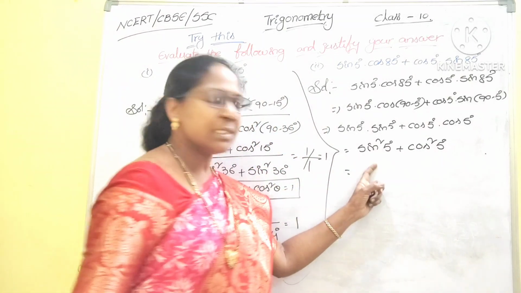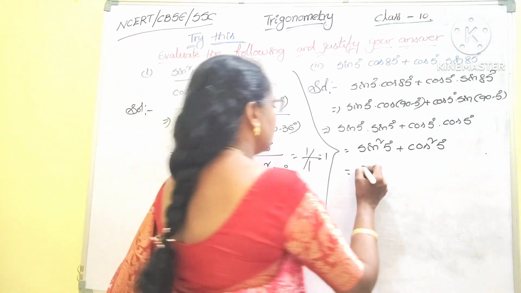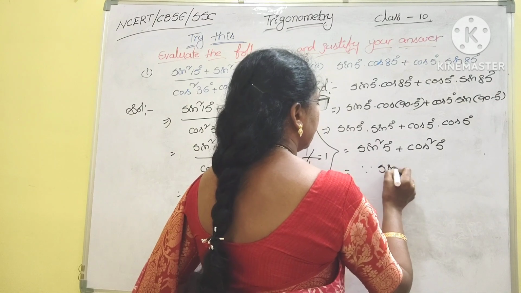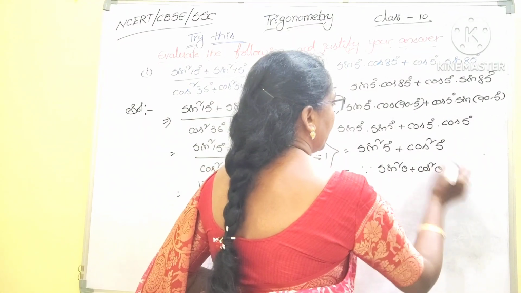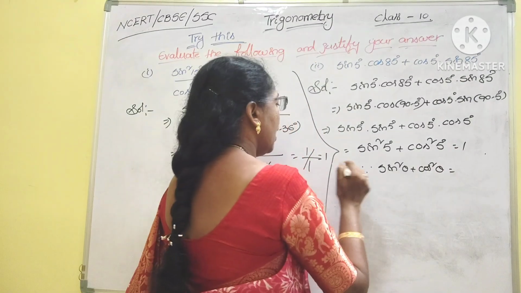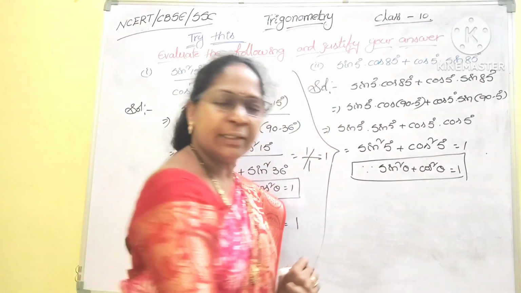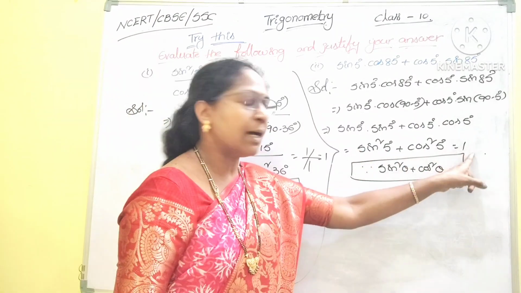Now sin square theta plus cos square theta. You can apply the identity here. According to this, since sin square theta plus cos square theta equal to 1, here also directly you can write 1. Means sin square theta plus cos square theta equal to 1. According to this identity, directly you can write the answer here.